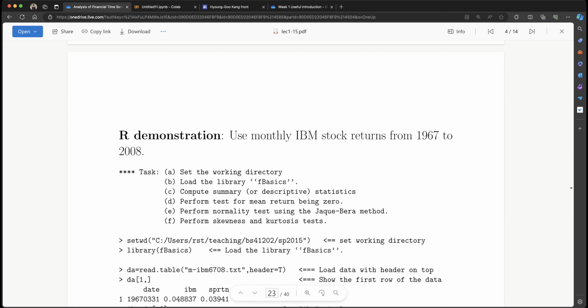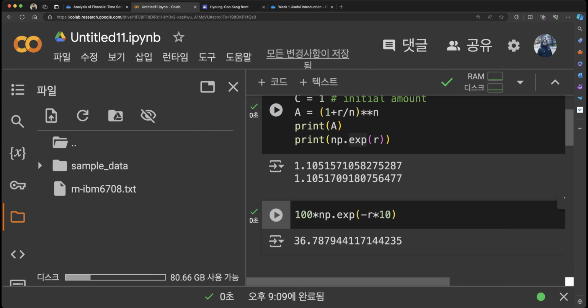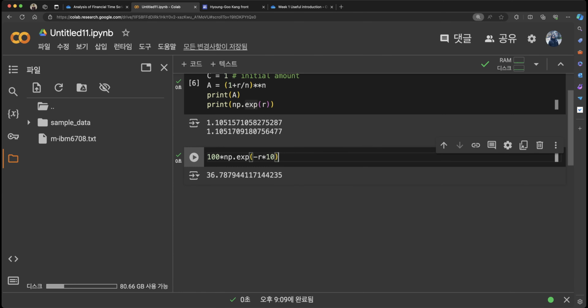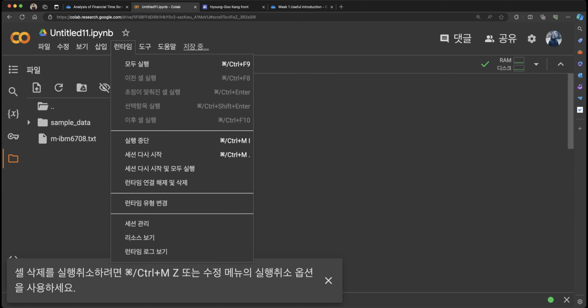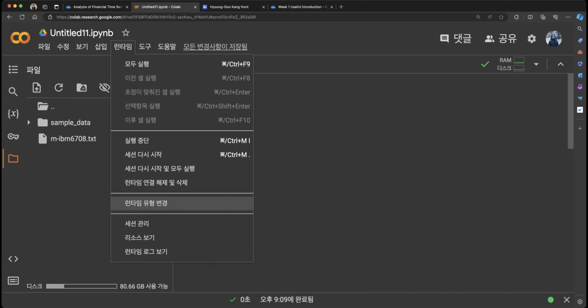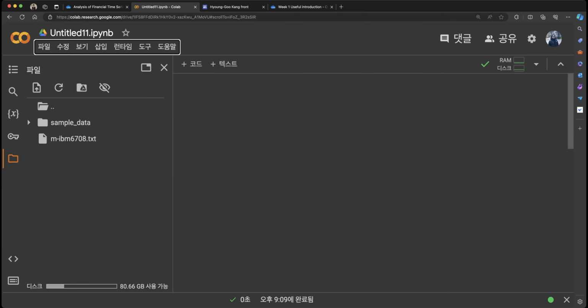Now we want to read the data. By the way, let me delete this one. We don't need this one, and we don't need this one either. We can delete it. Actually, if we go to runtime here, instead of Python, we can use R. If we use R, then code.